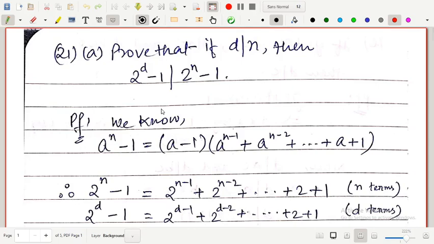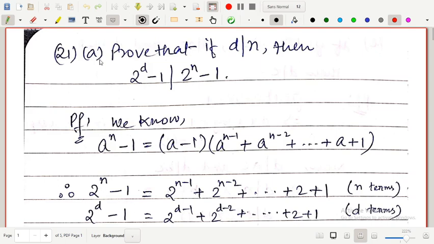Hello students. So today we are going to discuss a few more problems on division algorithm, GCD and one new topic, the triangular number. Okay, so let us start today's class.